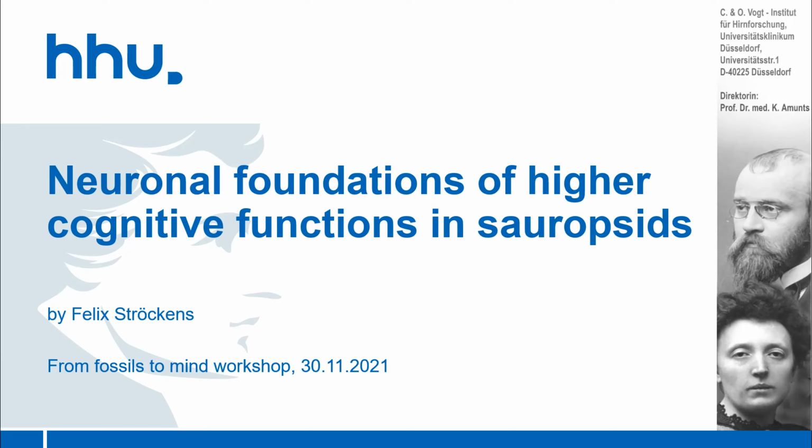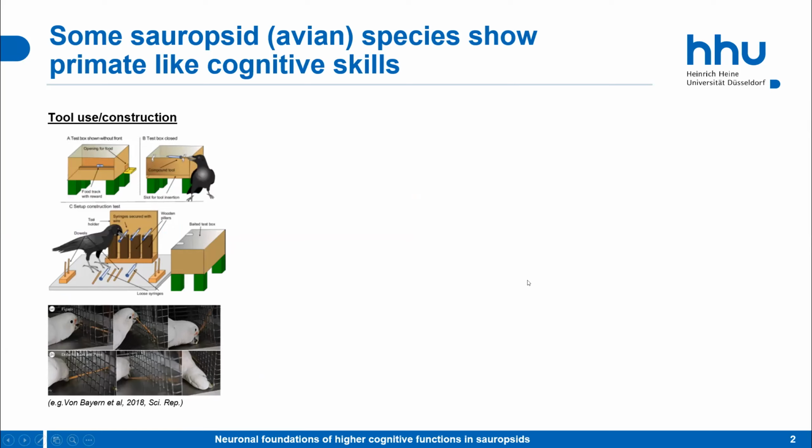So let's start. A lot of people ask me, if you're interested in higher cognitive functions, why are you actually focusing on sauropsid or avian species? Shouldn't you be focusing more on mammalian species, because those are normally the species known for well-developed cognitive functions, especially primates? But as most of you probably know, over recent years a lot of studies have shown that species outside the mammalian clade also have very interesting cognitive functions, mostly avian species like parrots or corvids. For example, we can find the ability to use or construct tools in corvids and also parrot species.